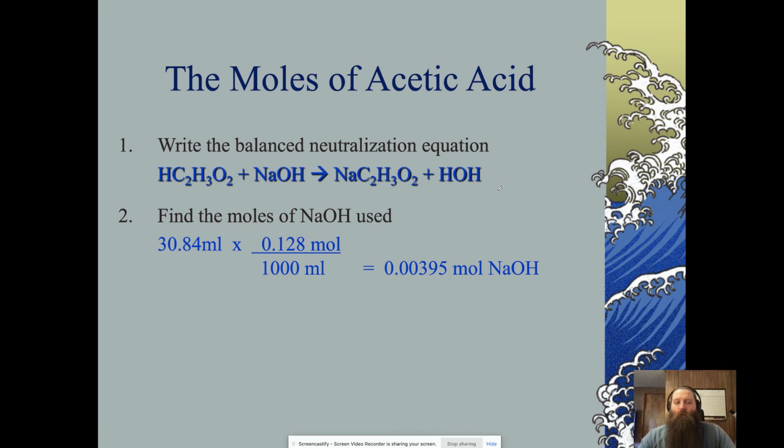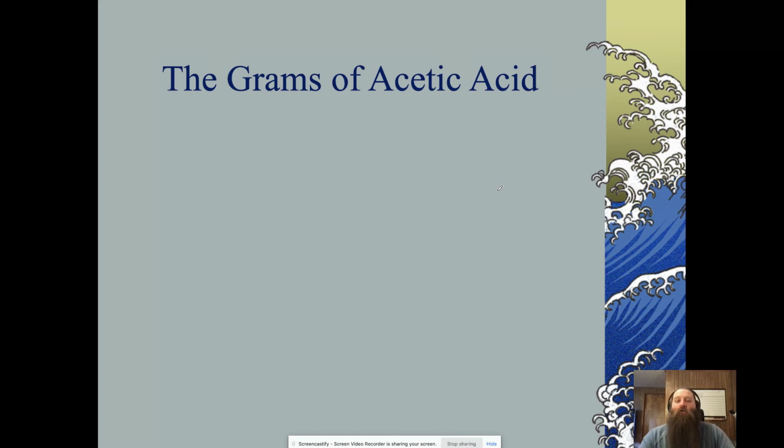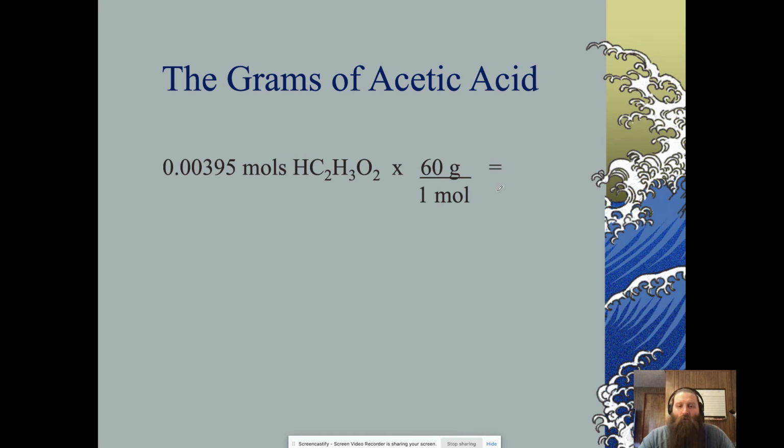So if we know the moles of the base, and we have a balanced equation, which in this case is all ones, then we can figure out the moles of acetic acid. And in this case, it's the same thing. So the first question asks us to find moles of acetic acid, and we found it. Pretty simple. Now let's find grams of acetic acid. Well, we have moles, so we just look up the molar mass of acetic acid, and we convert moles to grams, and we get 0.237 grams of acetic acid in our vinegar.